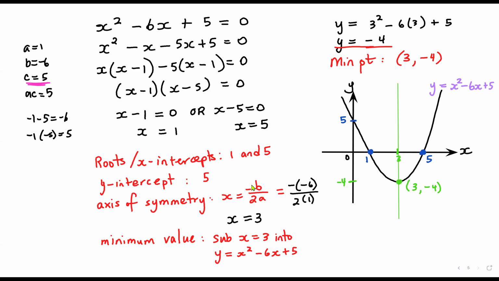And then the other thing you needed to sketch this quadratic is to find the minimum value, which is the y-coordinate of your minimum point. So to find the y-coordinate of the minimum point, you substitute your axis of symmetry, the value that you got for x, into y is equal to the quadratic. So y in this case is equal to x squared minus 6x plus 5. So I substituted x is equal to 3 into that equation to find what the minimum value was.